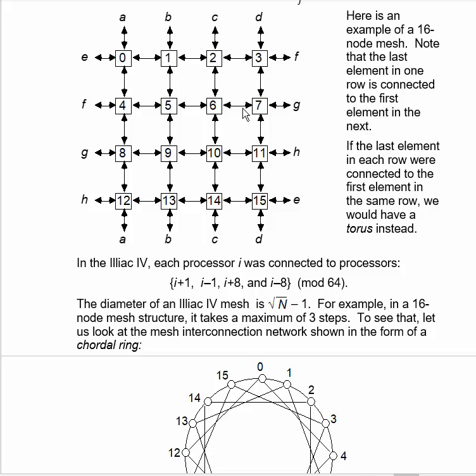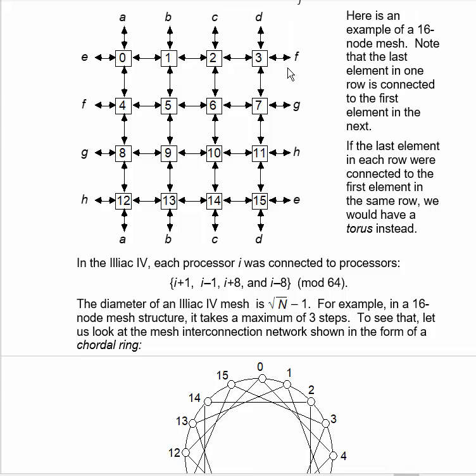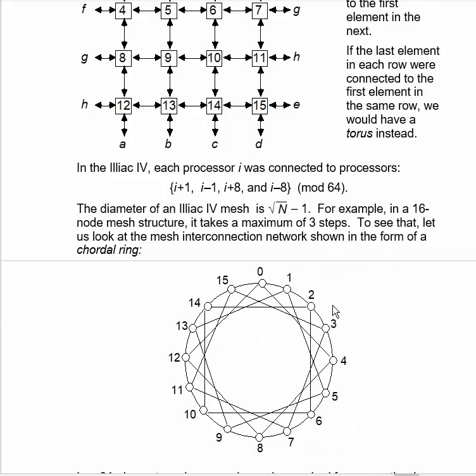But that's not really the right way of looking at it. The right way of looking at it is along with the end-around connections. So let's say over here, as you can see, node 3 is connected to node 4 and 2, but it's also connected to 15 and 7. And so you see here 3 is connected to 7 and 3 is connected to 15.